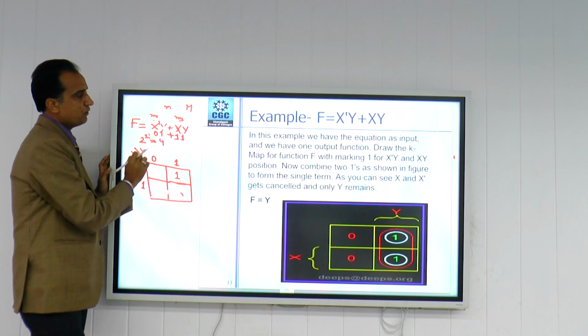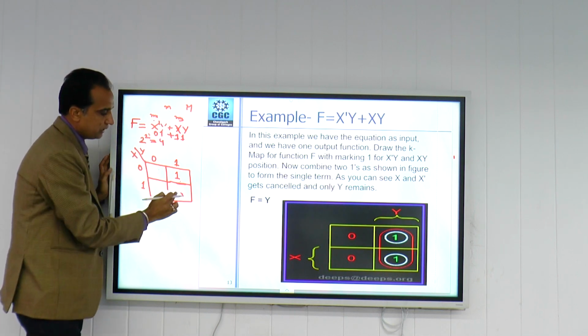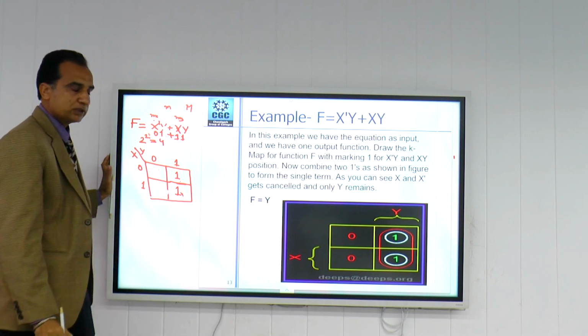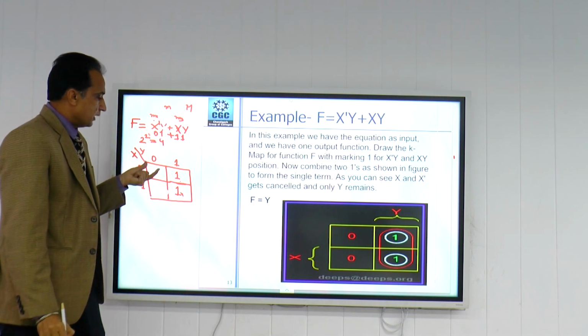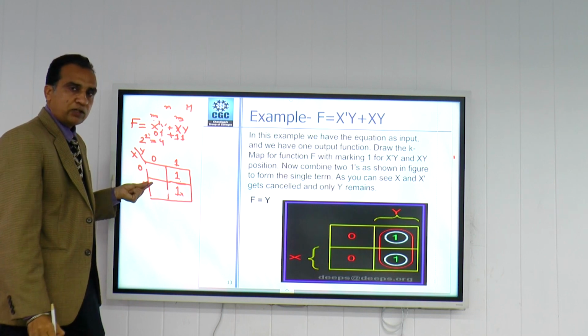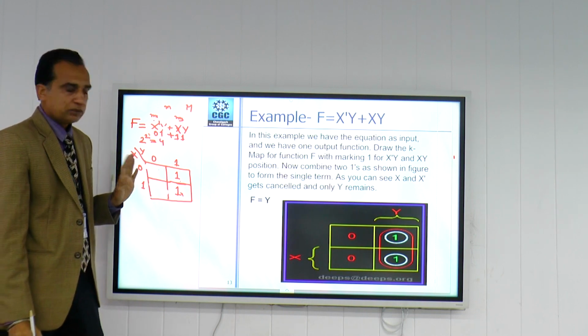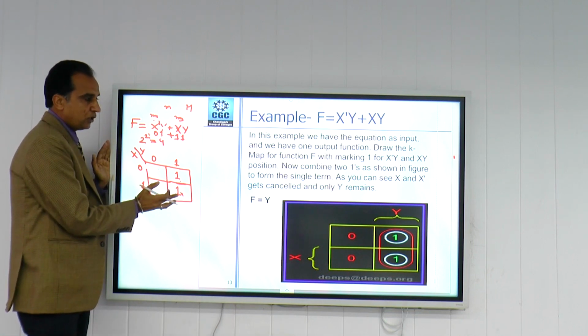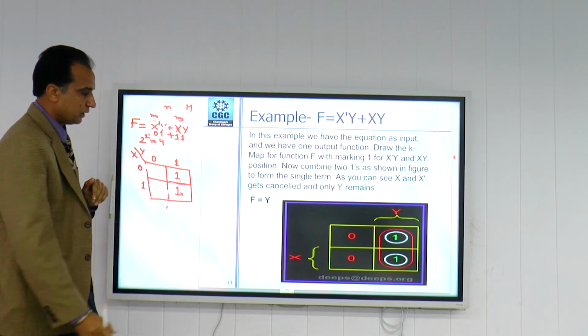Similarly, the next value is 1, 1, or M3. M3 is represented in this box, so we have to put 1 in this box. The other boxes can be left blank or we can fill them with 0. Now we have filled the K-map. Now the next part is the grouping part.